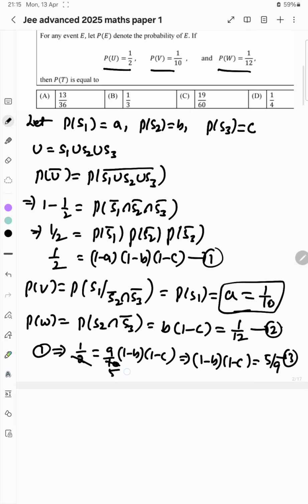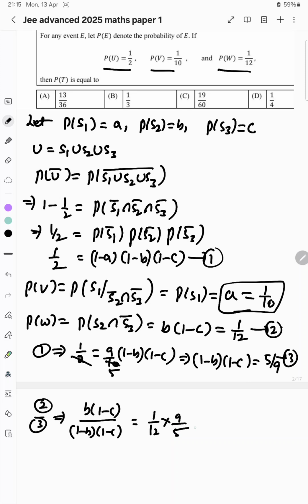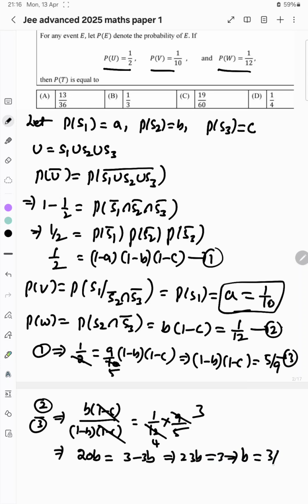Okay, now see here, if you divide 2 by 3, what happens now? B into 1 minus C by 1 minus B into 1 minus C is equal to 1 by 12 by 5 by 9, which means into 9 by 5 we can write. Okay, now 1 minus C cancels, and here 3 3s are possible, 3 4s are also possible, right? Now 4 5s are 20, cross multiply means 20B is equal to 3 into 1 minus B, which means 3 minus 3B we will get. From this 23B is equal to 3, then if we simplify, B value is 3 by 23 we will get. Okay, it is the value of B.